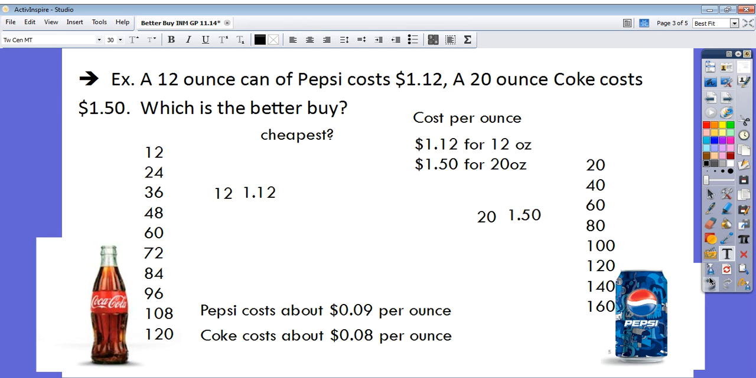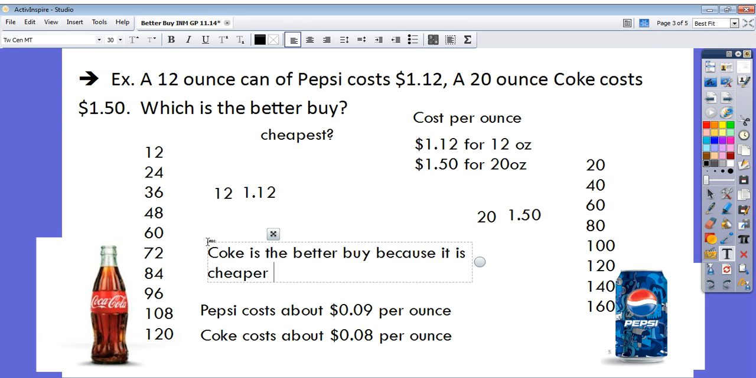So, on your prove it, you're going to have to write a sentence about which is the better buy. I would say Coke is the better buy because it is cheaper per ounce. Your turn to practice.